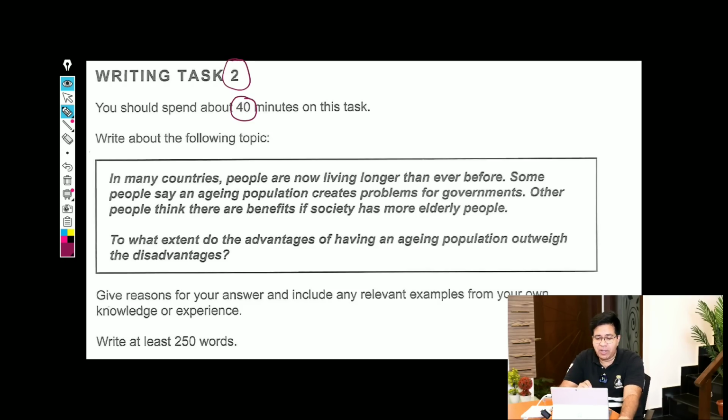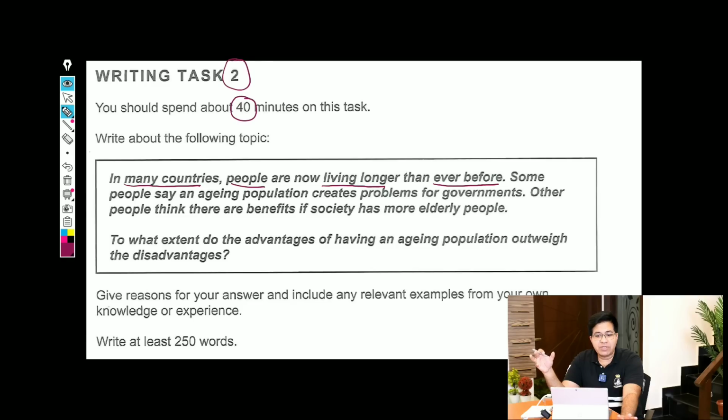Now, how to read the topic? In many countries, people are now living longer than ever before. What is it? Life expectancy has increased. Average age was 60, now it is 70, 80, and somewhere it's even 90. So the topic starts with, in many countries, meaning most parts of the world, people are now living longer than ever before, meaning life expectancy has increased.